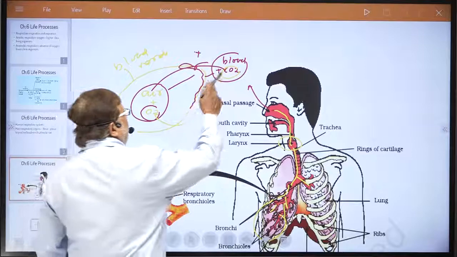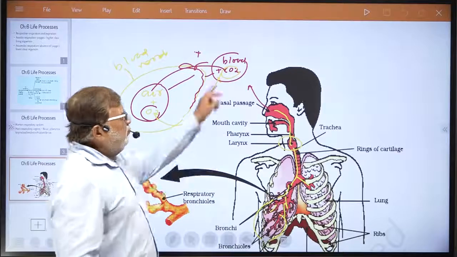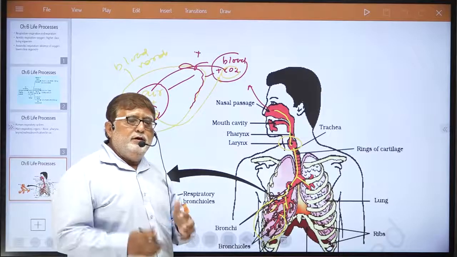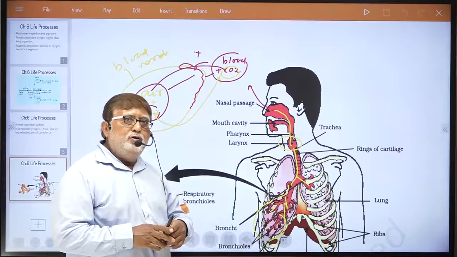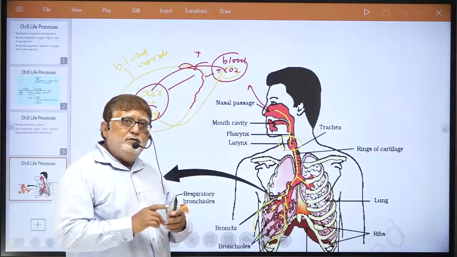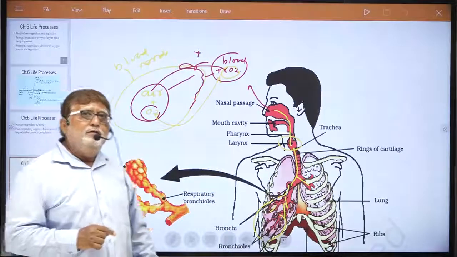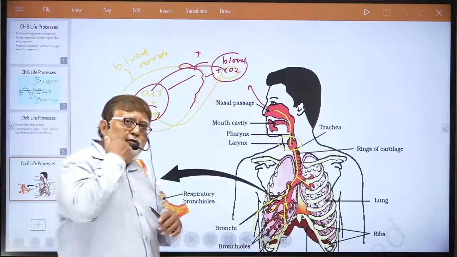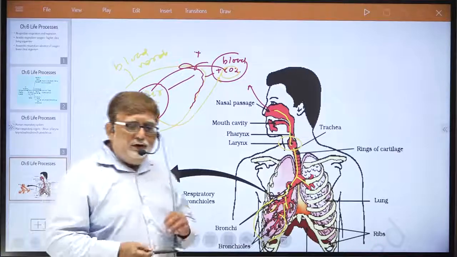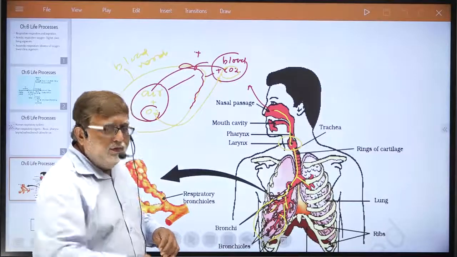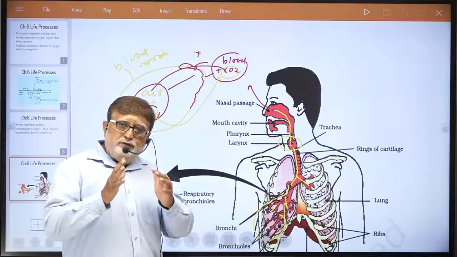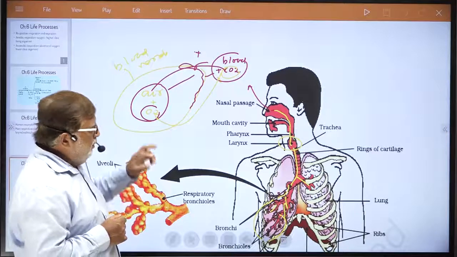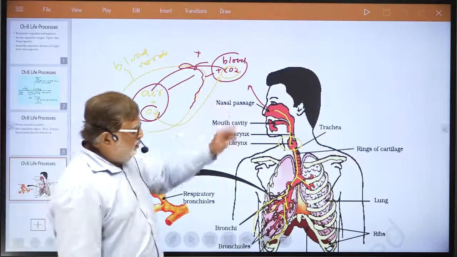Now this blood, which has got oxygen, where does this oxygen go in blood, dear student? To RBC, red blood cells, which contain hemoglobin. Through this RBC, oxygen reaches each and every cell of our body, where it is required for oxidation of glucose molecule. You understood? So this process is actually taking place in our body. This is how respiration takes place in human beings. Is this clear in your mind, dear student?